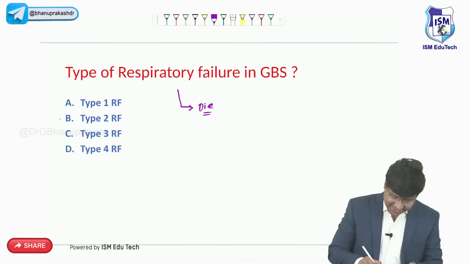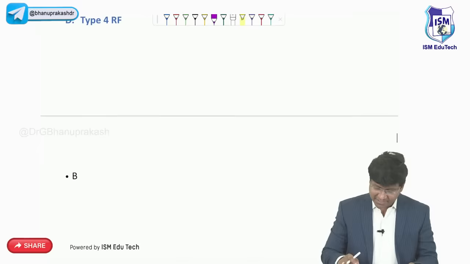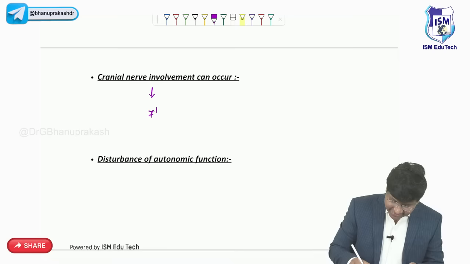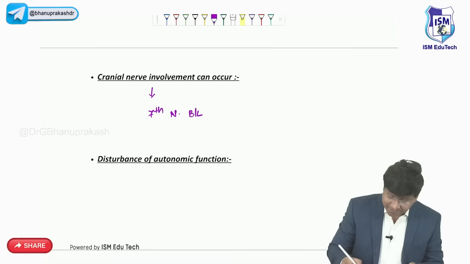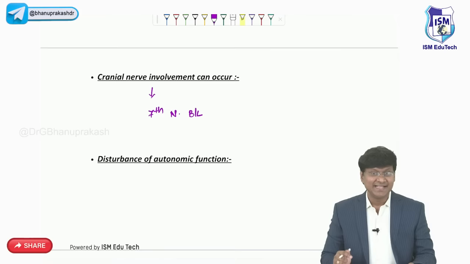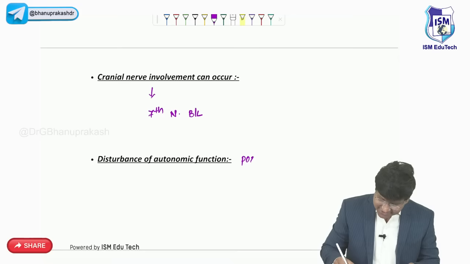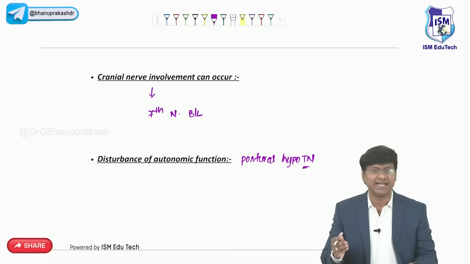In patients with the Guillain-Barré syndrome, there is also involvement of a cranial nerve. Which cranial nerve is affected? It is the 7th nerve, and bilateral facial nerve palsy will be there. There will also be disturbance of autonomic function, and because of it the individual will present with postural hypotension, where upon standing the individual will have a fall in the blood pressure.